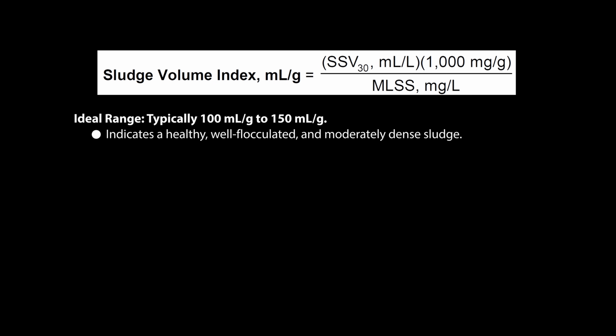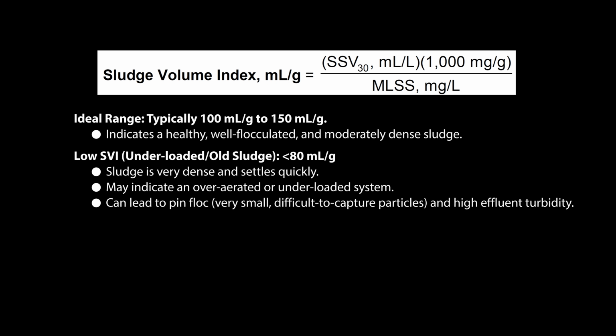A good SVI is typically between 80 to 150 milliliters per gram. This means you have a good, healthy flock that settles well and compacts nicely. A low SVI, generally anything under 80 milliliters per gram, means your sludge is too dense and it settles too fast. In this situation, you may also end up with high levels of pin flock, which doesn't settle well and can cause high effluent turbidity.